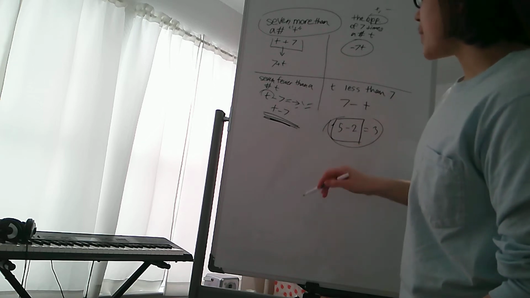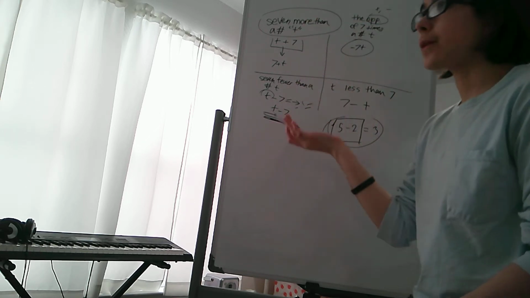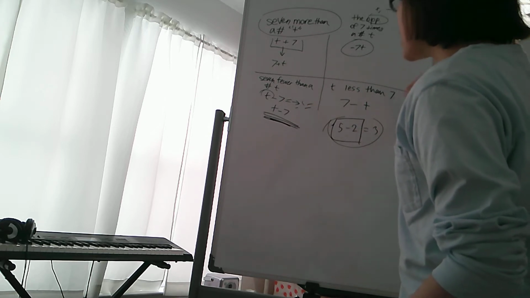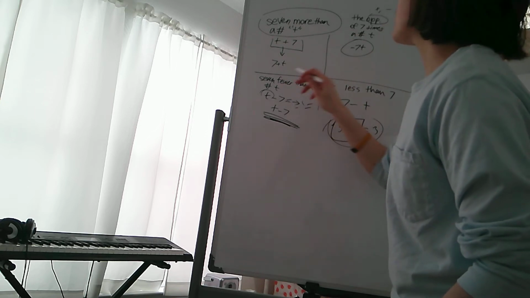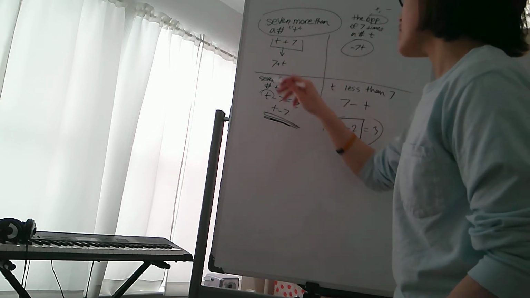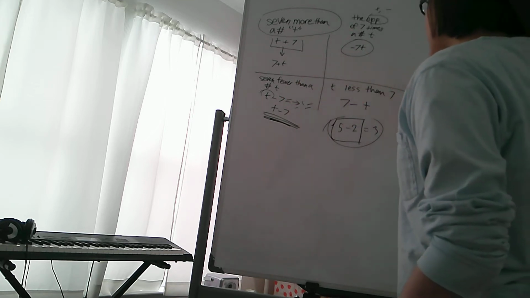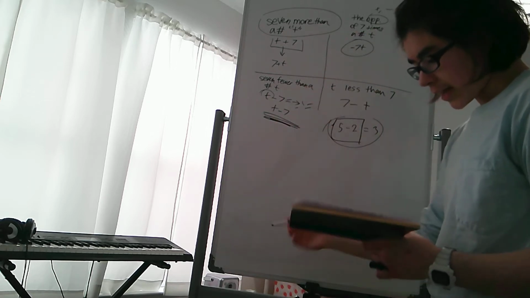Okay, so to recap, 7 more than a number t, t plus 7, or equivalently 7 plus t. The opposite of 7 times a number t, negative 7t, right? Because that's multiplication. 7 fewer than a number t is t minus 7. You are taking 7 away from t. And t less than 7 is 7 minus t. Okay, we're good on that? I think so.